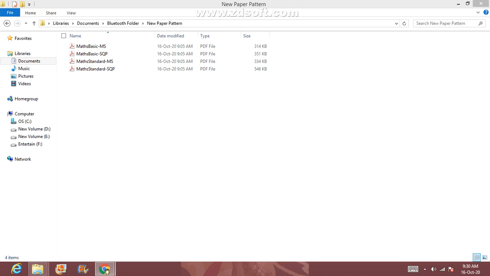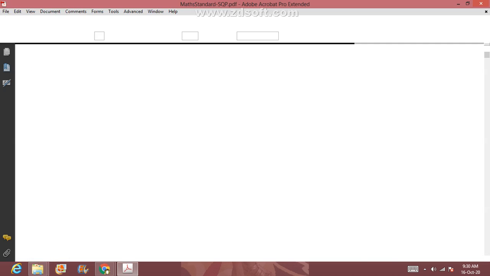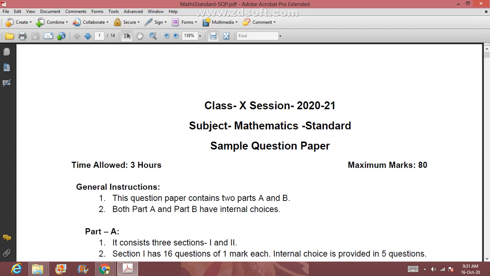After this session, I am going to send the standard mathematics paper and basic mathematics paper to the students. Papers are different, but the pattern is the same. So I am taking the same pattern for both the students. Here is one sample copy which I received from the CBSE board. That copy I am going to present in front of you.